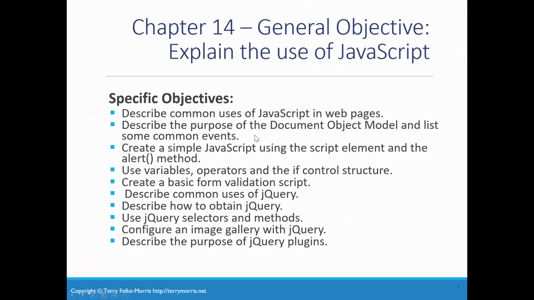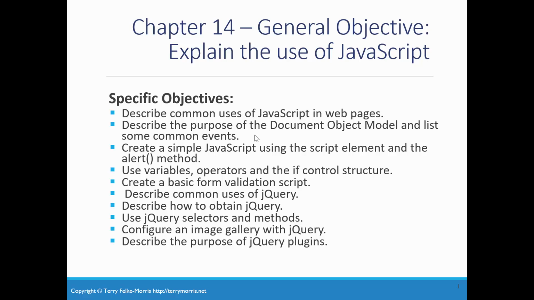So we've got about 10 objectives or so. Describe common uses of JavaScript in web pages. Describe the purpose of the DOM or document object model, including some of its common events. Create a simple JavaScript routine that uses the alert method. Use JavaScript variables, operators, and the if control structure. Create a basic form validation script using JavaScript.